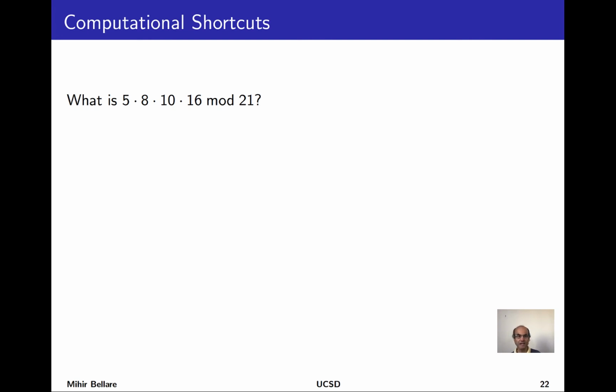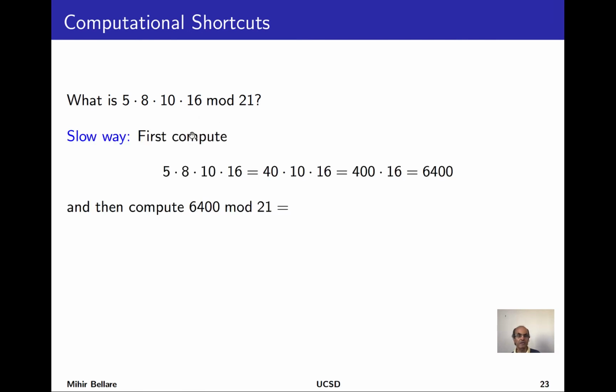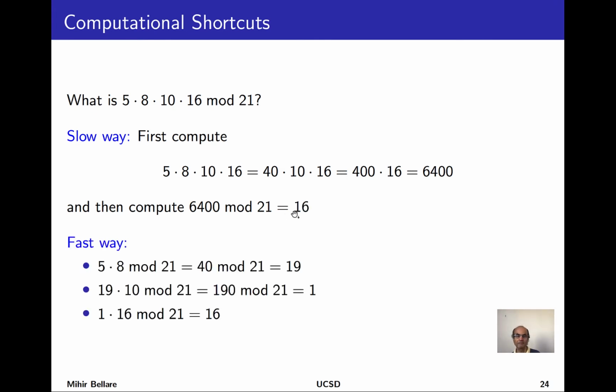So as a little example, suppose I needed to compute this product of 4 numbers mod 21. The natural way to do it would be first compute the product. So of all those 4, okay, let's try 8 times 5 is 40, times 10 times 16, so 400 times 16. That may take a little bit, but it comes out to 6400. And now we have to do the mod. And that takes some work. Maybe we need a calculator, but it turns out to be 16.